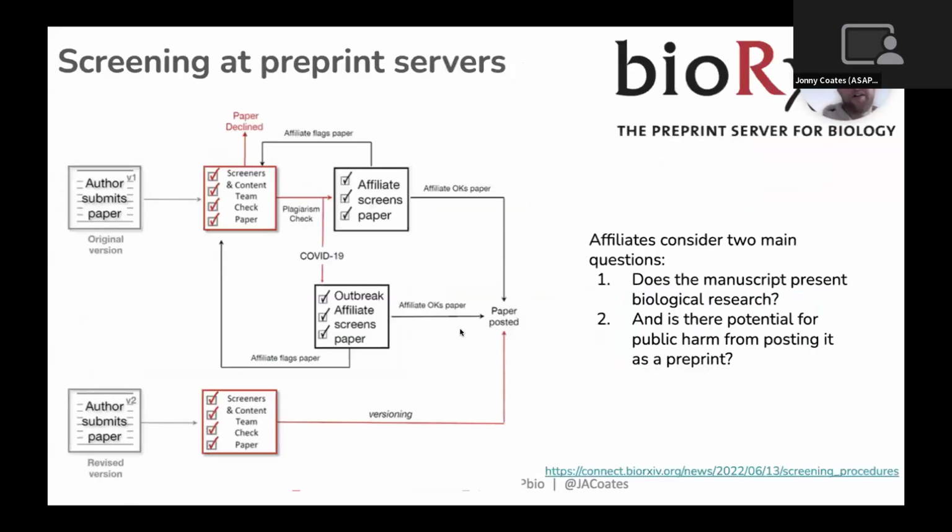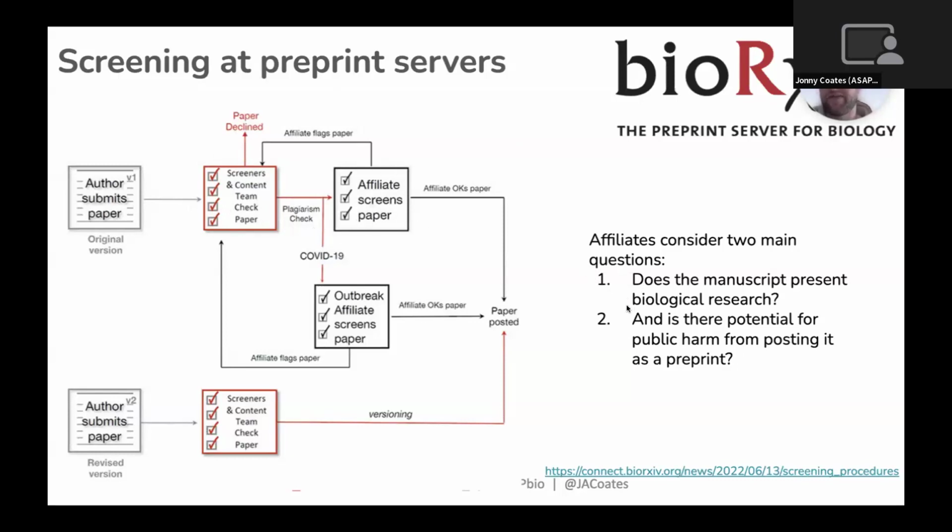I just want to focus on bioarchive for the next couple of slides to talk about the screening processes and how they actually work. So I said that you can't just post anything onto a preprint server. They have screening processes in place. And this is the process that bioarchive use. So bioarchive have what they call affiliates, and these are people who will go through and read all the manuscripts to check that they meet certain criteria. So when you submit your manuscript to bioarchive, it goes through a various different series of checks. One of those is a plagiarism check. And once it's gone through those checks, it then gets sent to the affiliates.